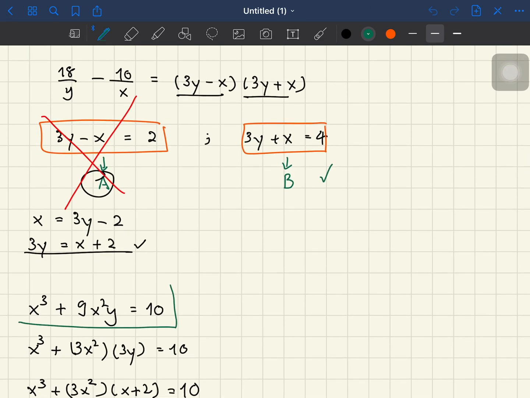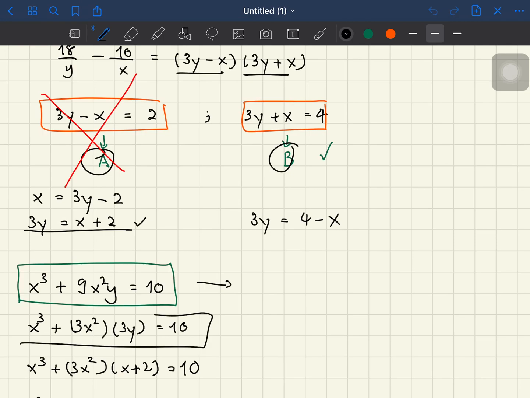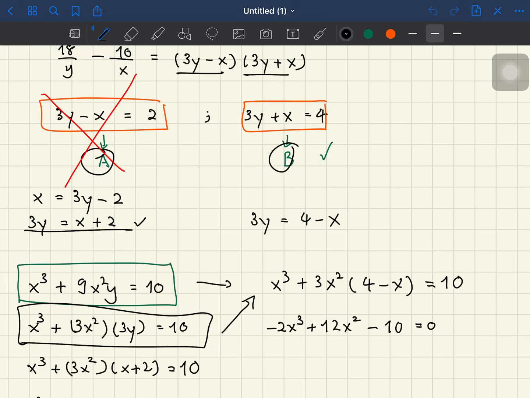So we use back the same thing, and we try to manipulate them a bit. Again, we use 3y equals 4 minus x according to equation B. Using the same manipulation technique again, as a result you will have x cubed plus 3x squared plus 3y, which is 4 minus x, equals 10. And then you will have the entire thing, which is minus 2x cubed plus 12x squared minus 10 equals 0.